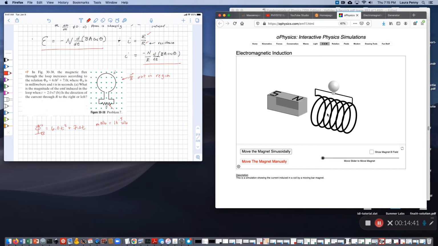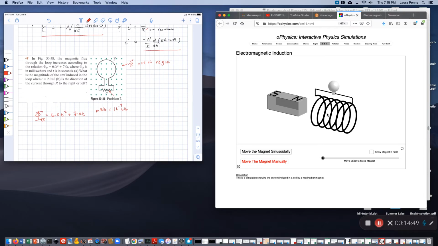And it says, what's the magnitude of the EMF in the loop when t is equal to 2 seconds? So let's worry about that before we worry about part B. So for A, we just want the magnitude of the EMF right now. If I just want the magnitude of the EMF, then all I need is N dΦ/dt.